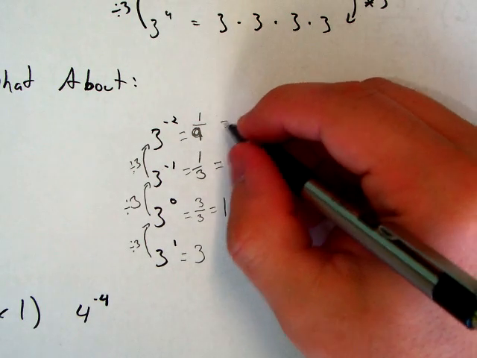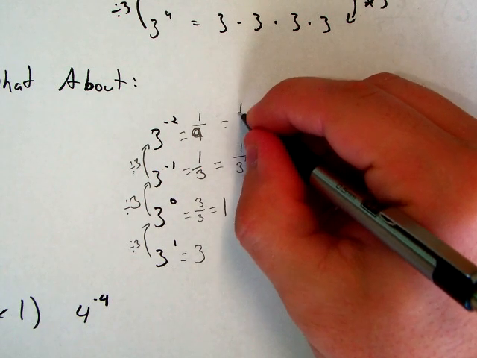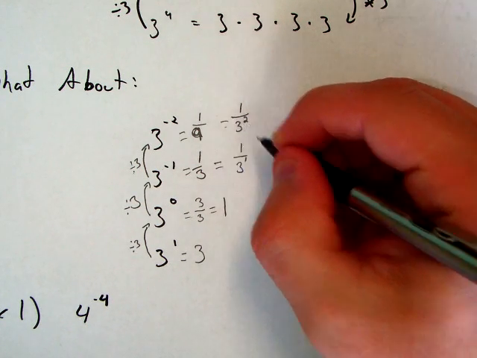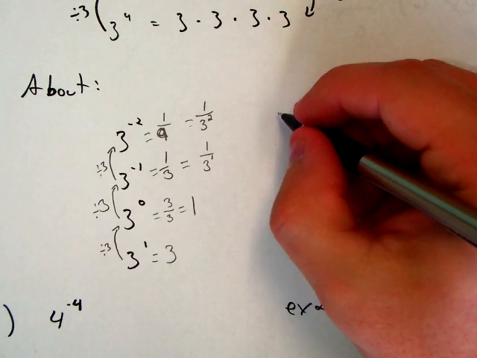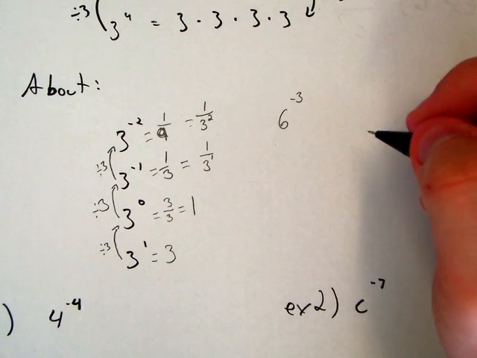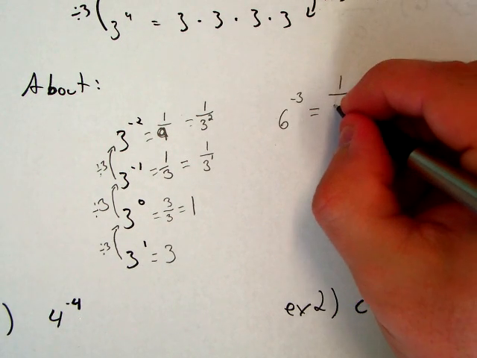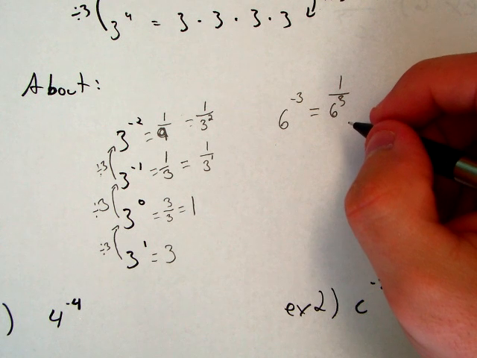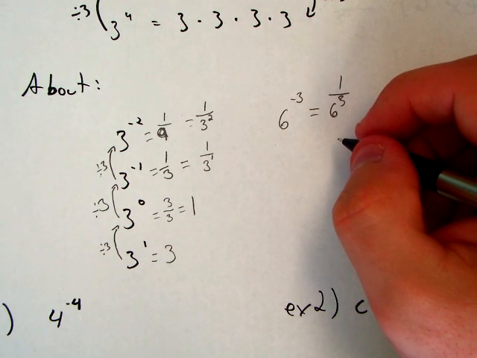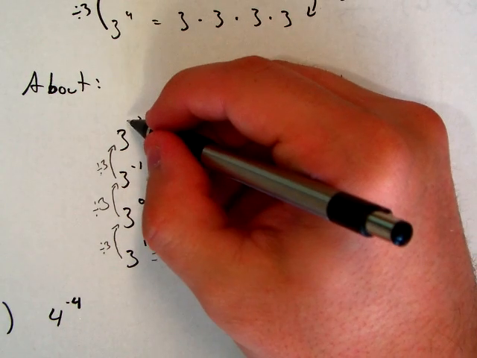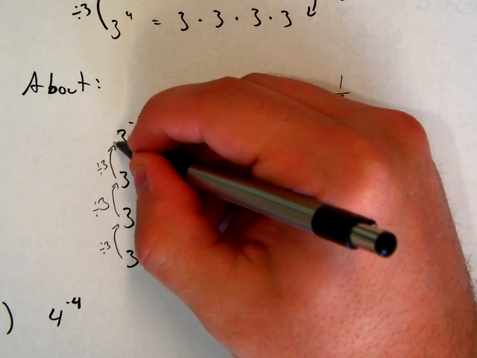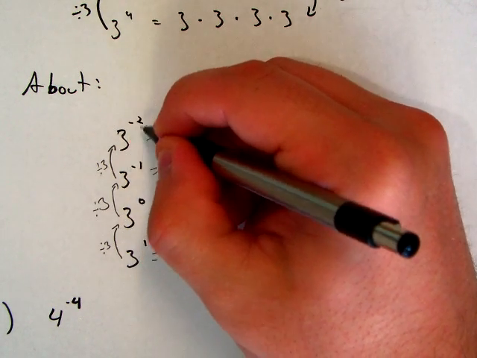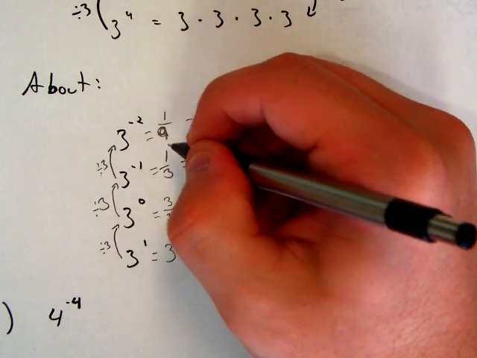9 is 3 squared, so 3 to the negative second power would be 1/3 to the second power. That is true all the time. So if I have 6 to the negative third power, it would be the same as 1/6 to the third power. And that's how negative exponents work. The negative part of the exponent flips the term from where it is to the opposite part of a fraction.